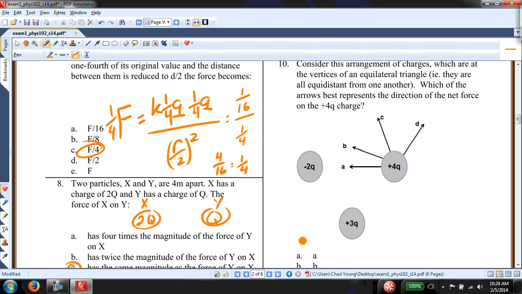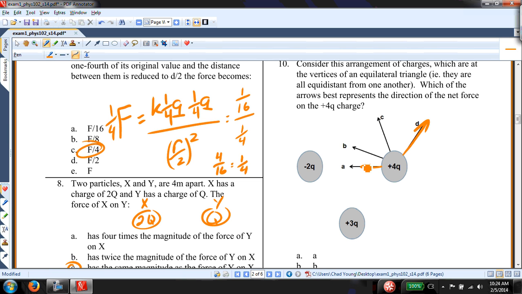So this arrangement of charges, they're at the corners of an equilateral triangle. That means they're equidistant from one another. Which of these directions is the net force on the plus 4Q? So let's consider this charge. The direction of the force is in this direction. And then let's consider this charge. The direction of the force is in this direction, and it's smaller because it's a smaller charge.